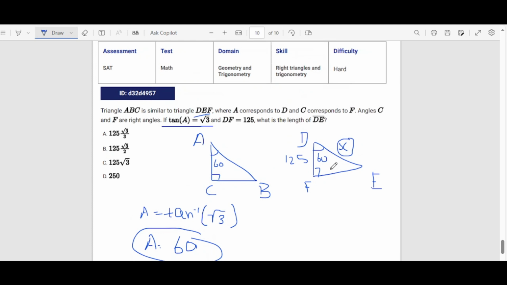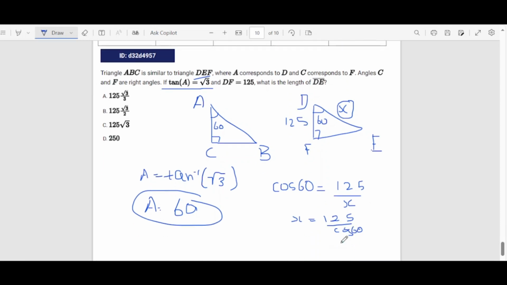All right, trigonometric ratios. Okay, so we need to find the hypotenuse, and we are given the base. So let's use cosine. Cosine of 60 equals base, that is 125, divided by hypotenuse, that is x. Okay, so x equals 125 by cos 60. Putting it in the calculator, we get a value of 250. So our answer here is 250.